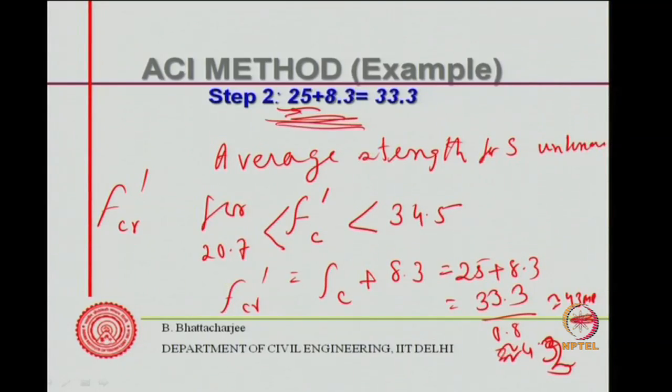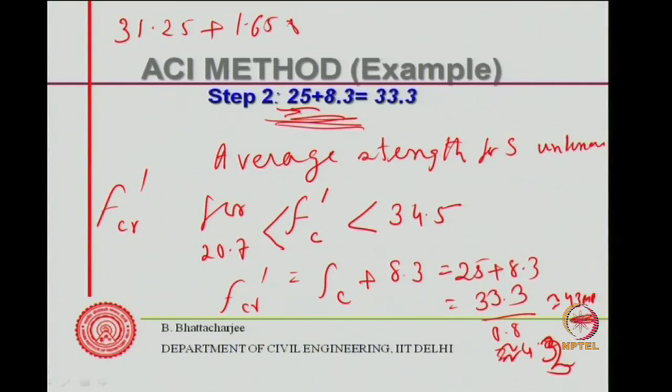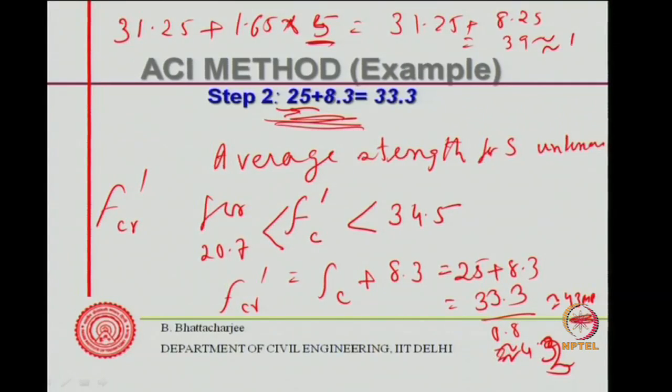Now, my concrete was 31.25 grade, plus 1.65 into the standard deviation of about 4 or 5. If I take 5 by our code, you will have 31.25 plus, if I take 5 as the standard deviation, another 8.25 or something. So this will be around 39.5 or 40, let us say close to 40.